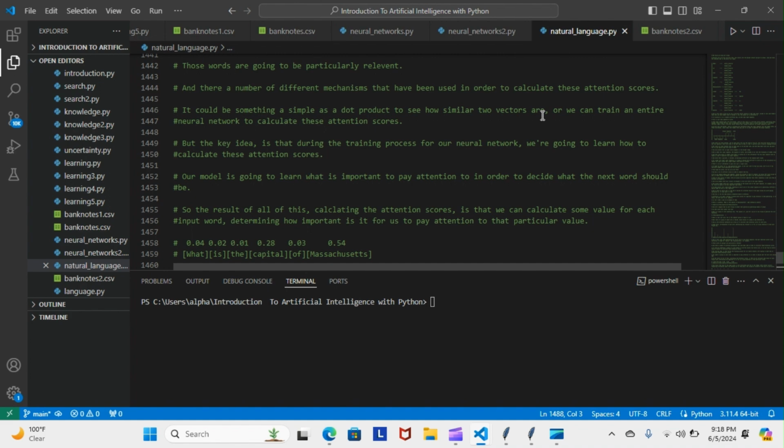So the result of all this, calculating the attention scores, is that we can calculate some value for each input word, determining how important it is for us to pay attention to that particular value. So you can see here, based on all of those attention points that we gave to our sentence, these are the scores that they have, or the values. We have 0.04 for what, 0.02 for is, 0.01 for the, 0.28 for capital, 0.03 for of, and 0.54 for Massachusetts. Now that's what I'm going to leave it for tonight.